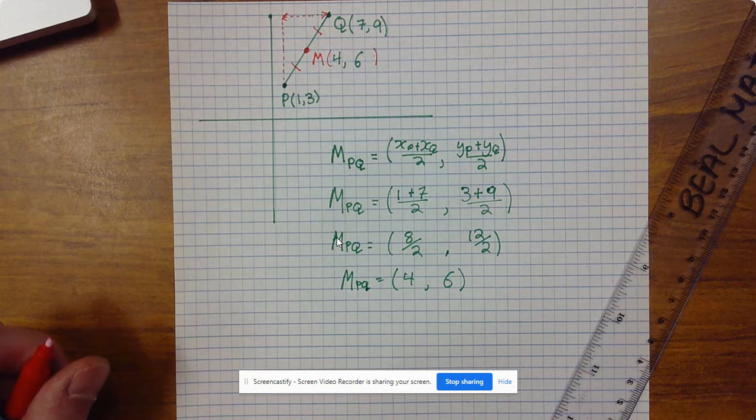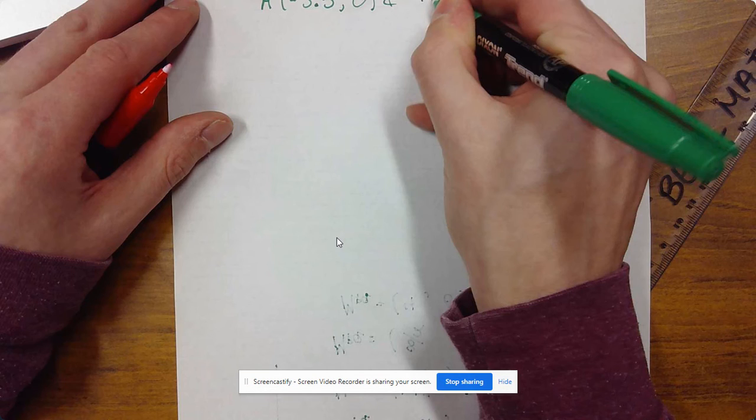And what's nice is this formula, or this idea of averaging your x's and averaging your y's, is going to work no matter what the initial points are. So let's look at one without graph paper. Maybe we have some decimals or some negatives. So let's look at point A. I don't know, we'll call negative 3.5 and 0. And I can say point P is positive 2.5, and let's say negative 7.